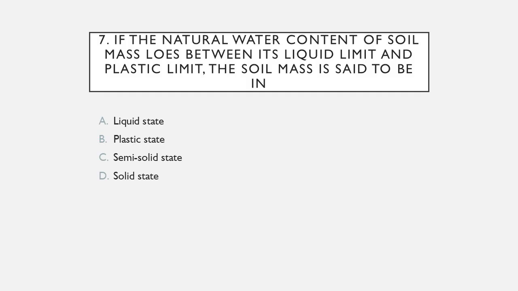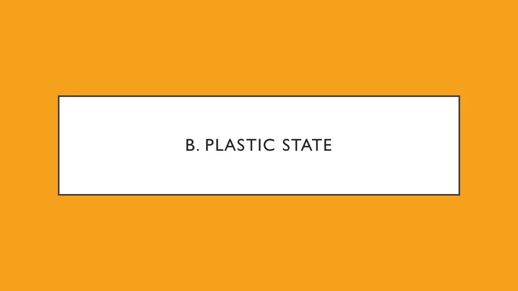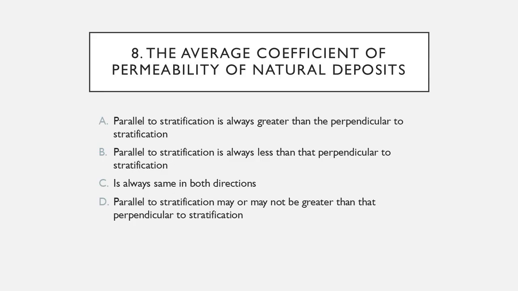7. If the natural water content of soil mass lies between its liquid limit and plastic limit, the soil mass is said to be in: A. Liquid state, B. Plastic state, C. Semi-solid state, D. Solid state. B. Plastic state.